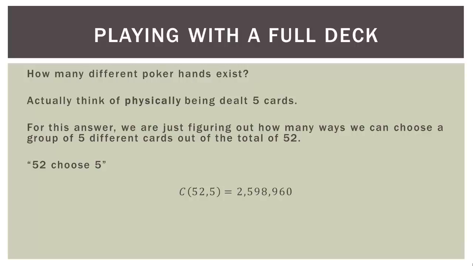2,598,960. That's how many unique hands you can get in five-card poker. Most people would not think it's actually that many, but it is. Almost 2.6 million unique hands are possible in five-card poker. It's pretty impressive. Okay, so that's our first question. We actually answered number one already. So about 2.6 million hands are possible.